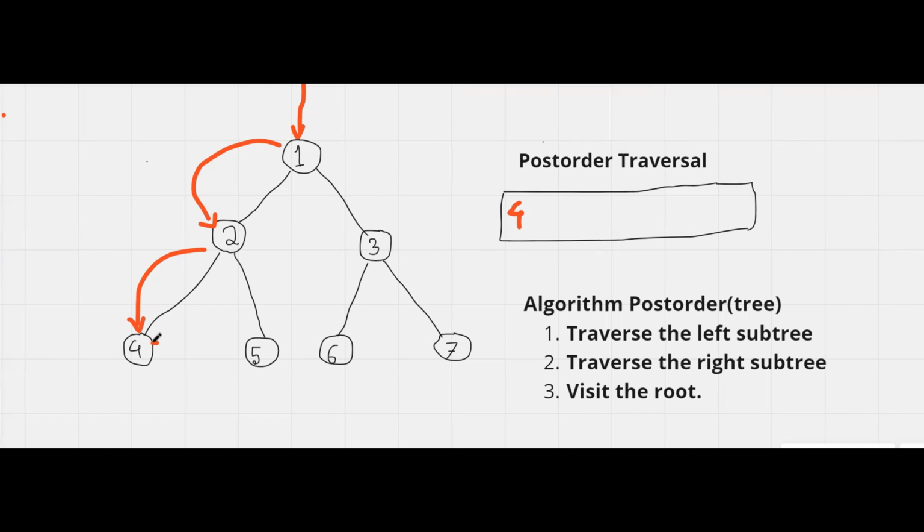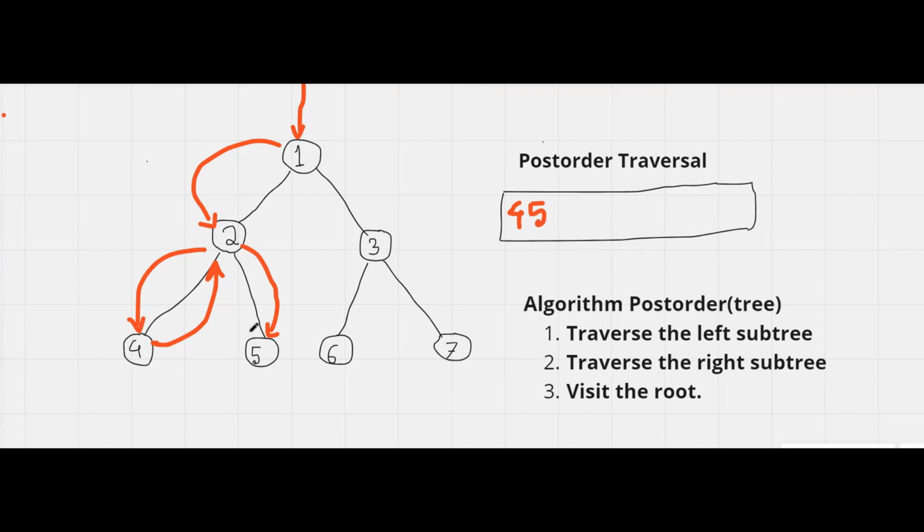Now, we have to get back to node 2 again, but we cannot process node 2 yet because only its left subtree is visited, but its right subtree is not visited yet. So we have to traverse the right subtree of node 2. So now we are at node 5. Again, node 5 is a leaf node. It does not have any children. So we can process it and put the value of 5 into the post-order traversal vector here.